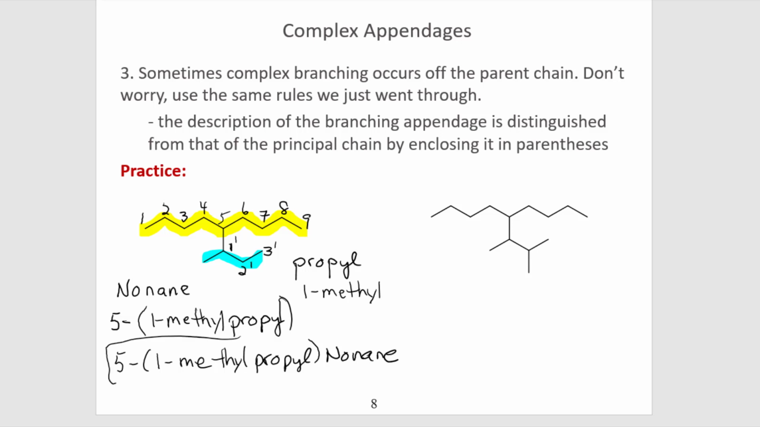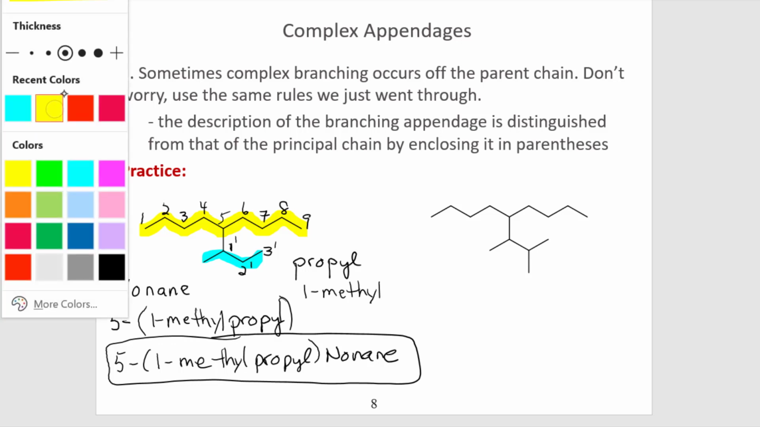This is the final answer for this compound. Let's do another one because these can be hard. You'll get the hang of it though.